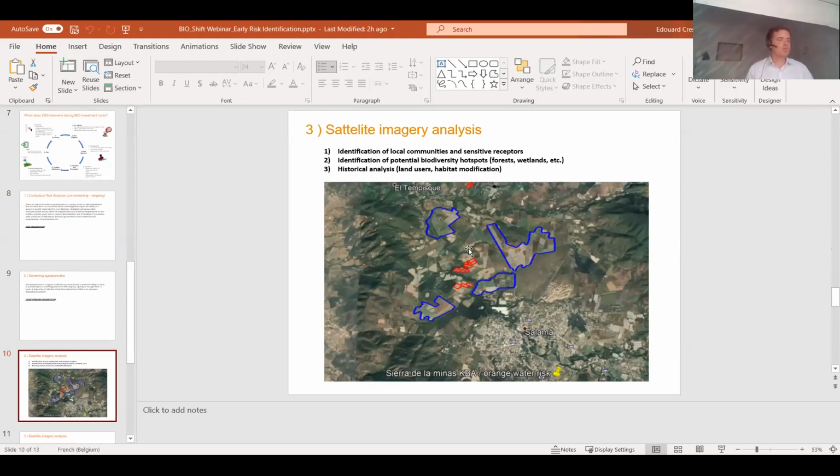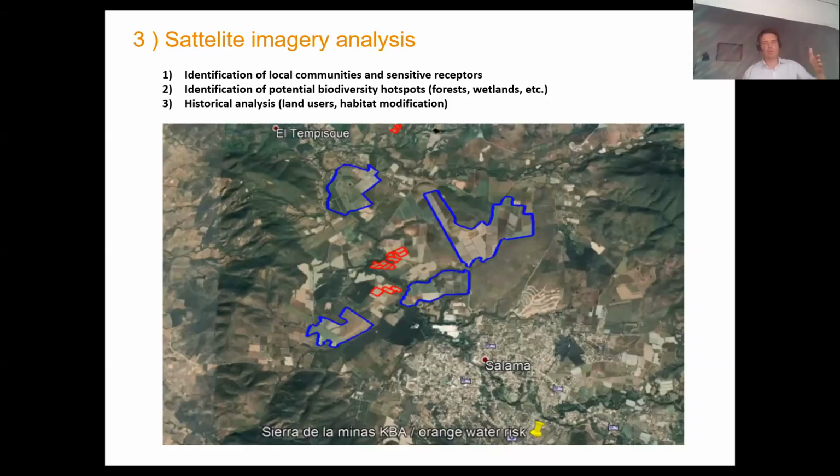This is the Google Earth Pro map, which is really useful because you can look at satellite pictures throughout history. So usually you would have pictures from 20 years ago up to now. And this helps you to identify, of course, any change into land use or habitat modification or land acquisition from the project in the past. And in terms of time zero, it helps you as well to identify biodiversity hotspots.